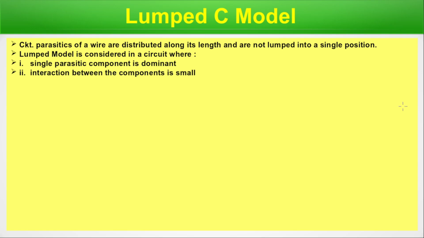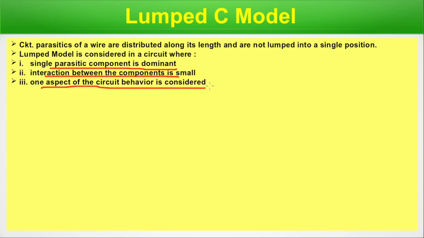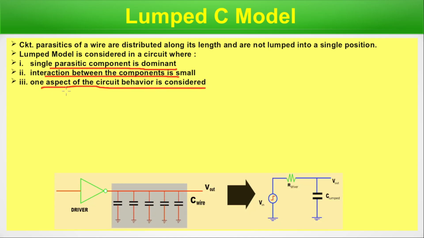Second, interaction between the components is small. And third, one aspect of the circuit behavior is considered. We are considering that a single parasitic component is dominant, others are not. Interaction between components is small, and one aspect of the circuit. So whichever one is predominant, we will consider that one and model accordingly. This is the driver. This is Vout, and that happens on the higher node.